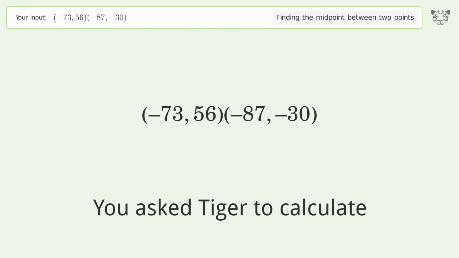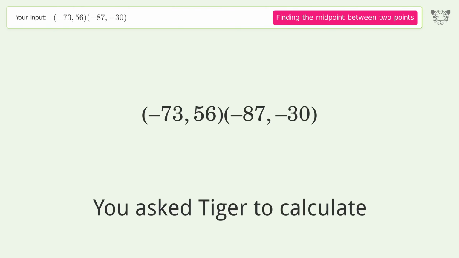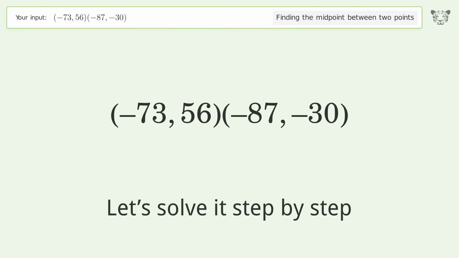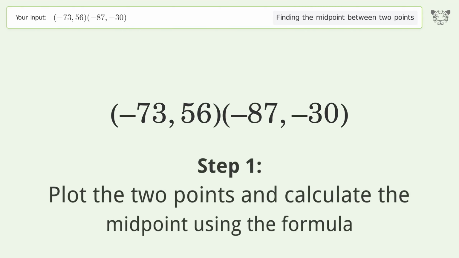You ask Tiger to calculate. This deals with finding the midpoint between 2 points. The midpoint between the 2 points is -80,13. Let's solve it step by step. Plot the 2 points and calculate the midpoint using the formula.